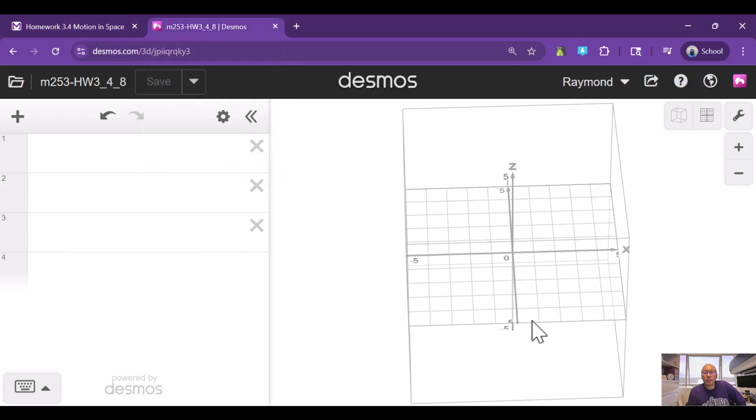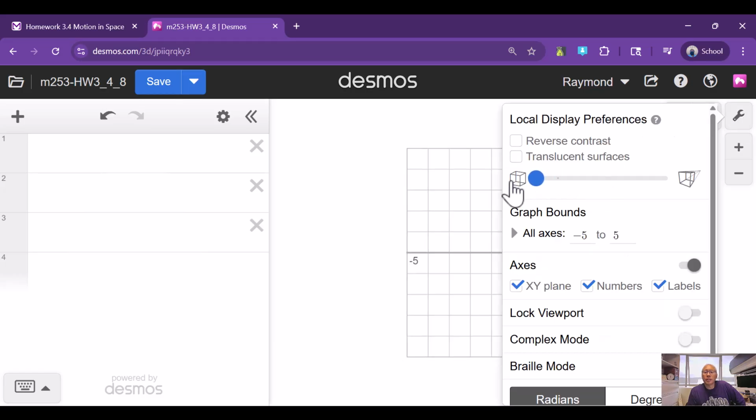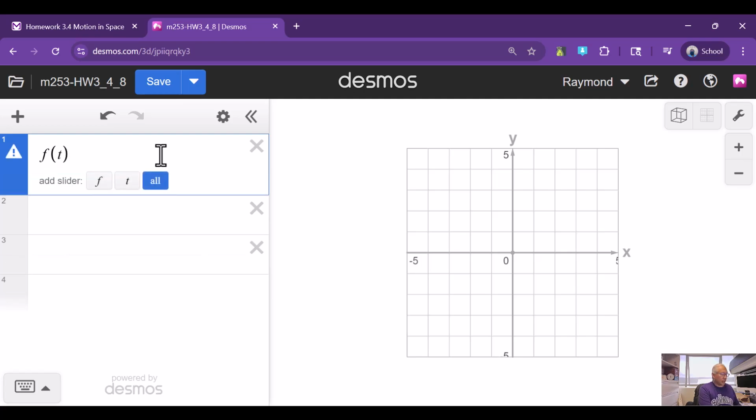I'm going to view this so that it's just the 2-dimensional view. And I can even set up the perspective here so that it looks like it's just flat in 2 dimensions. And that's all we really need. And for this to be effective, we're going to define our function.